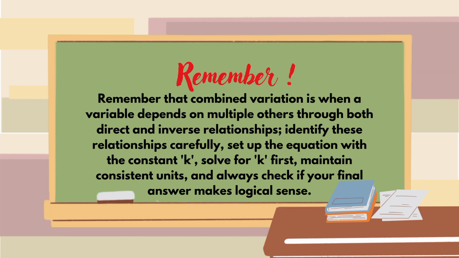Remember that combined variation is when variables depend on multiple others through both direct and inverse relationships. Identify the relationship carefully. Set up the equation with the constant k. Solve for k first. Maintain consistent units, and always check if your final answer makes logical sense.